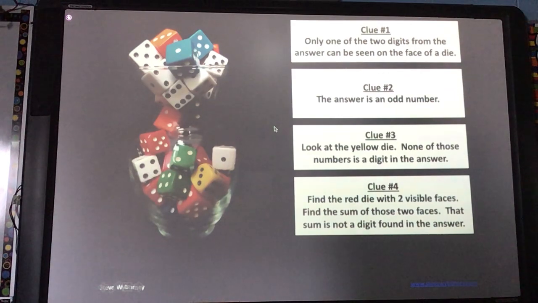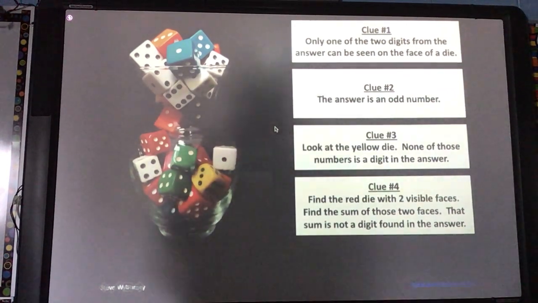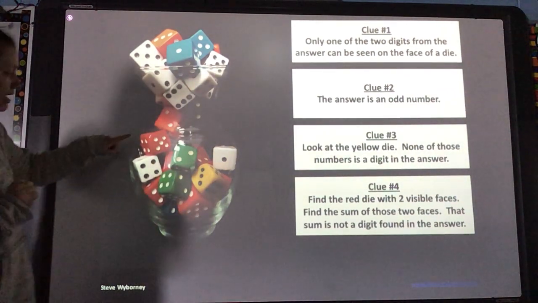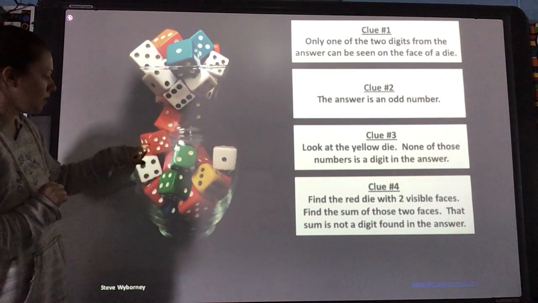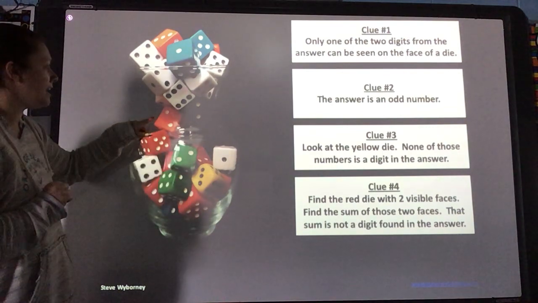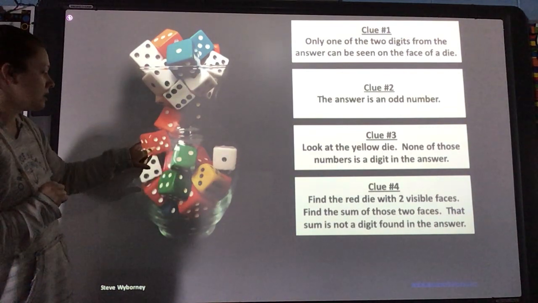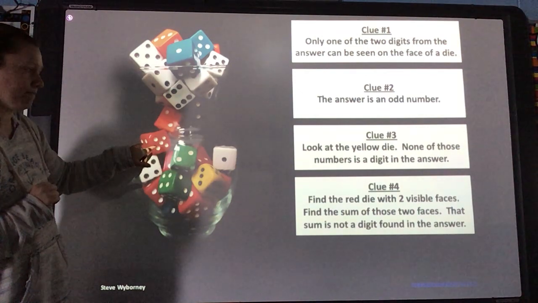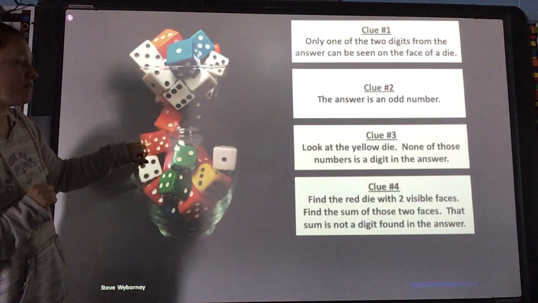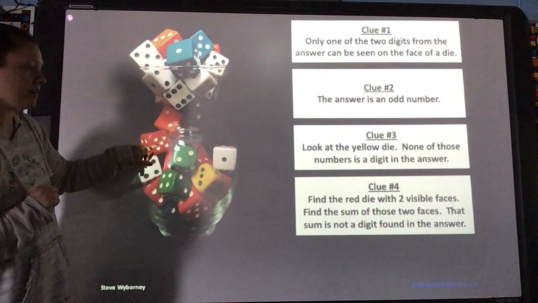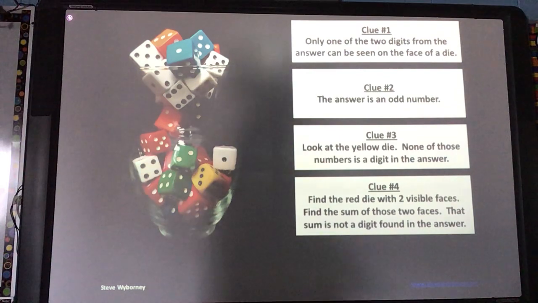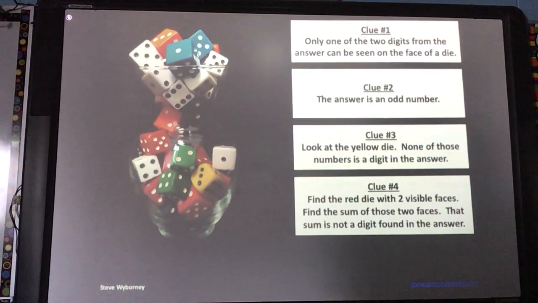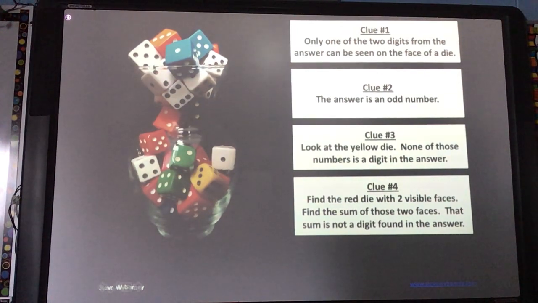Find the red die with 2 visible faces. I would say that's this die right here because I can see 2 of them. And I see a 5 and a 4. Yes, there are other red dice, but I can't see 2 faces. Find the sum of those 2 faces. So 5 plus 4, 9. That sum is not a digit found in the answer. So no 9s. If you need to, make a new estimated number.